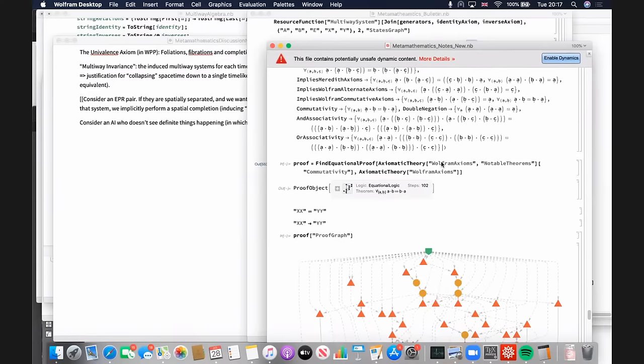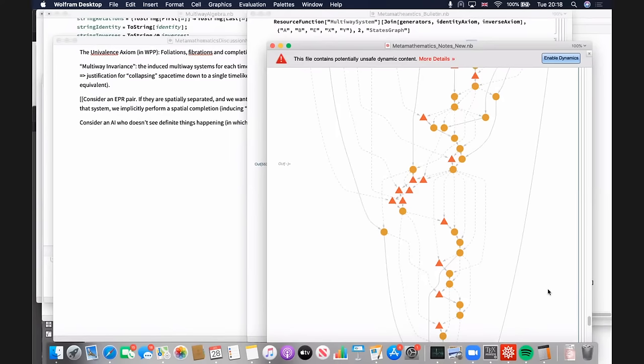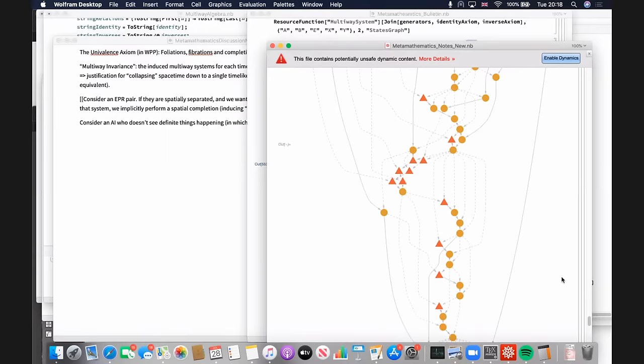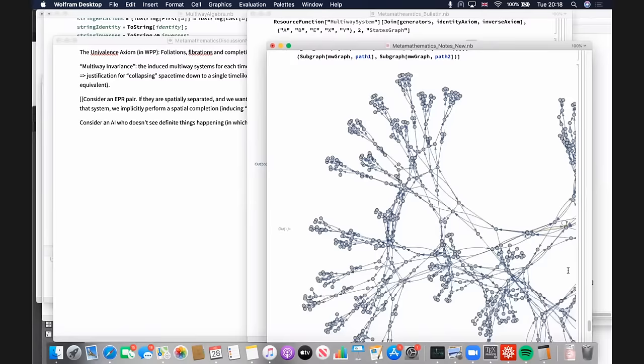Oops, sorry, this is a large and dynamic notebook. Enable dynamics, it'll help you a lot. That tends to make things slower. Well, I don't know. Oh, maybe it doesn't. Okay, what was I?